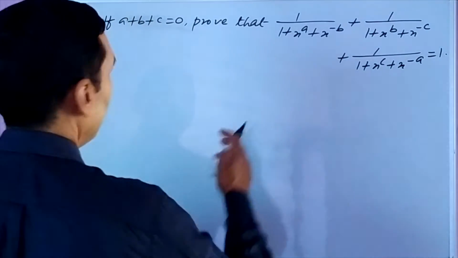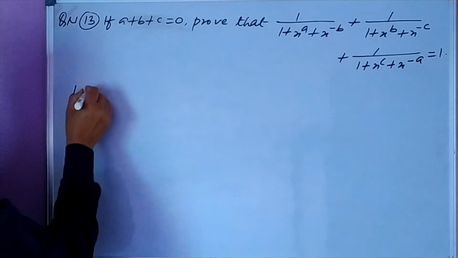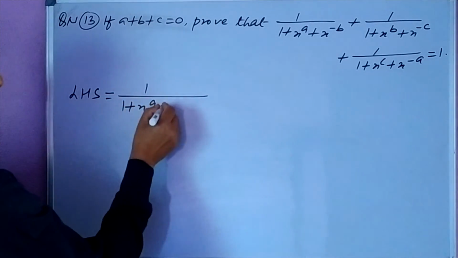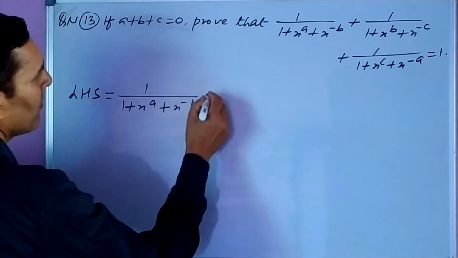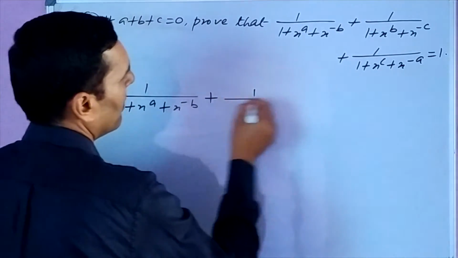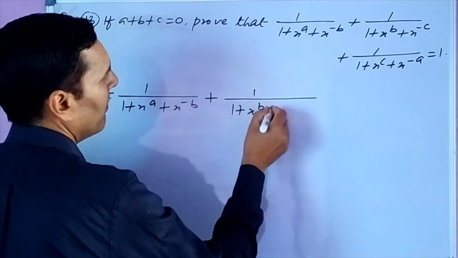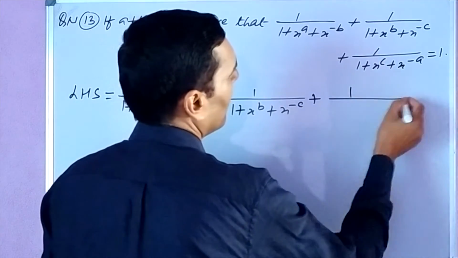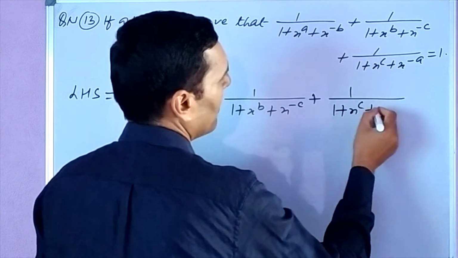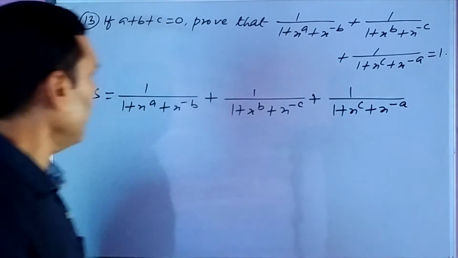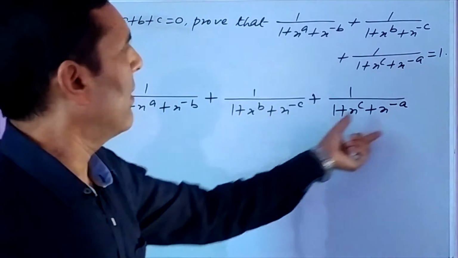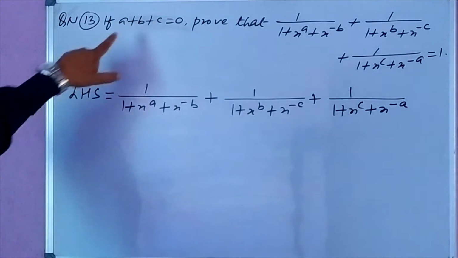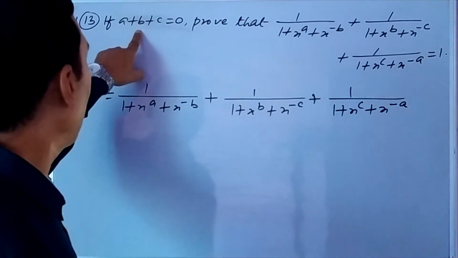So here our left hand side is 1/(1 + f^a + f^(−b)) plus 1/(1 + f^b + f^(−c)) plus 1/(1 + f^c + f^(−a)). Simplifying this, we have to get 1. Right hand side is 1. We have to prove 1 from this left hand side. For this, we can use the given condition a plus b plus c is equal to 0.